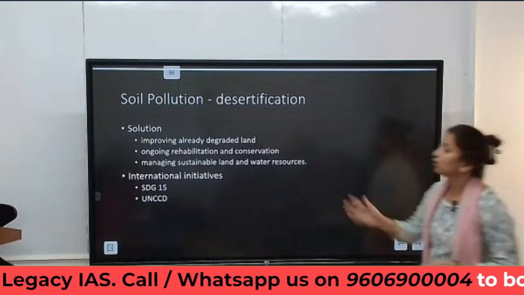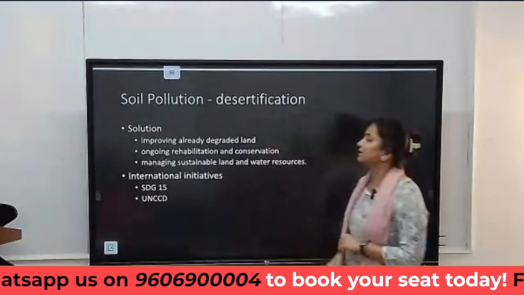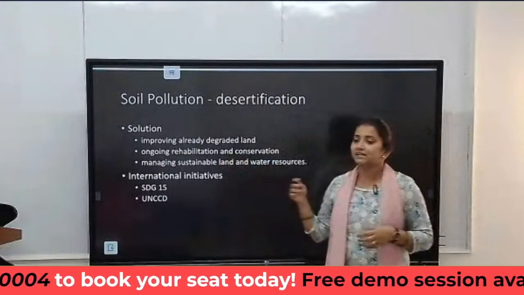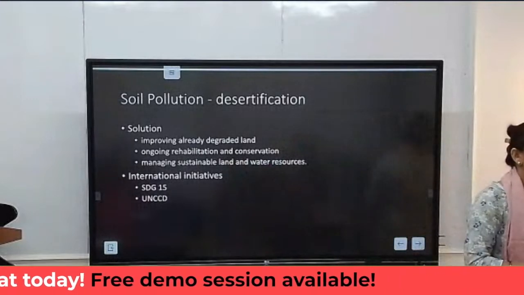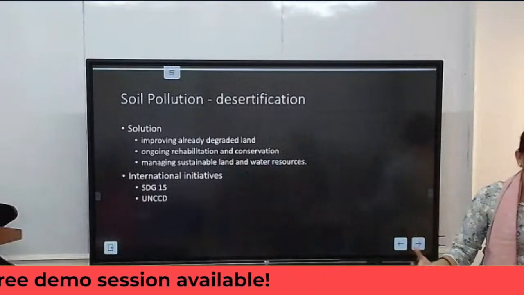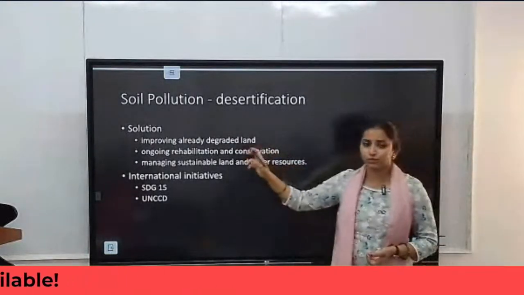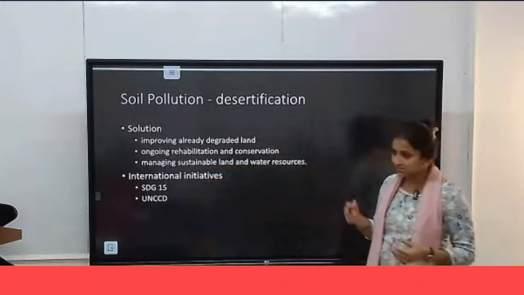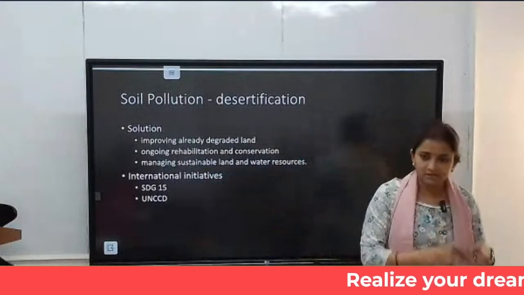Okay. So solutions. We are talking about solutions to desertification. So one solution is working on already degraded land. The land which is already degraded has become infertile, has been deforested, has been leached or turned saline or alkaline. We will have to work on those lands. Another solution can be ongoing rehabilitation and conservation. Afforestation drive. Restrict urbanization.